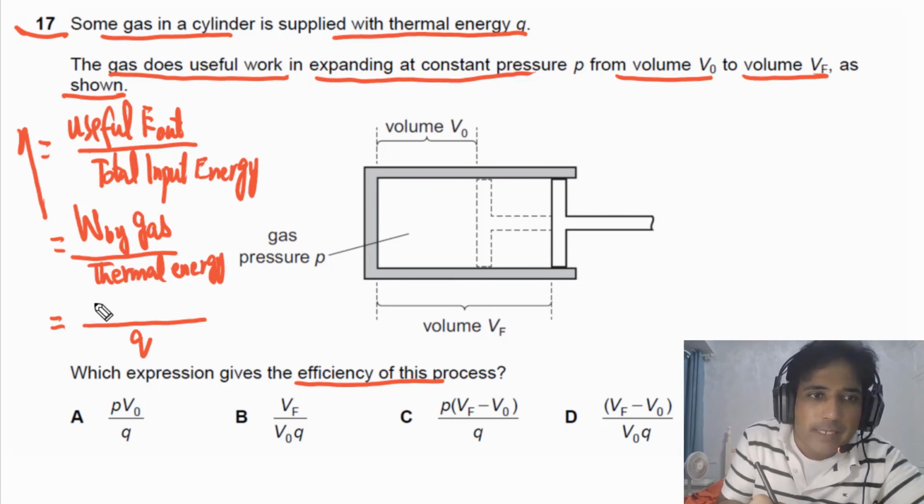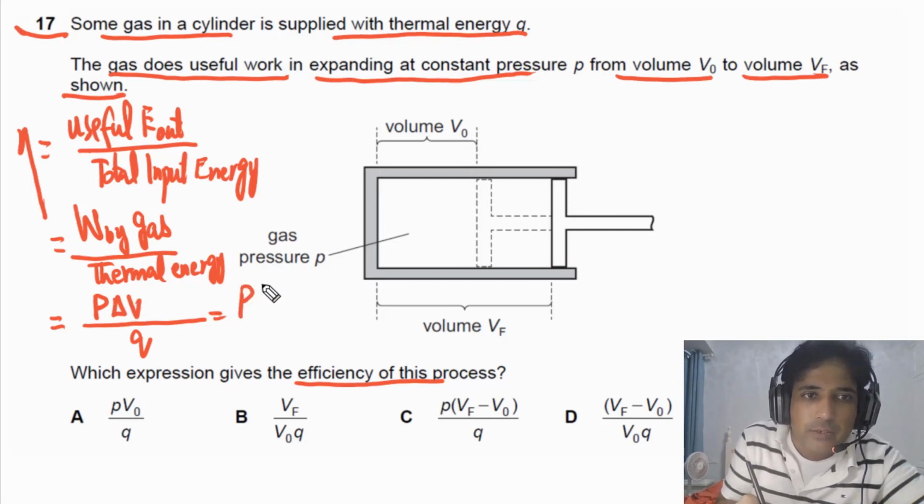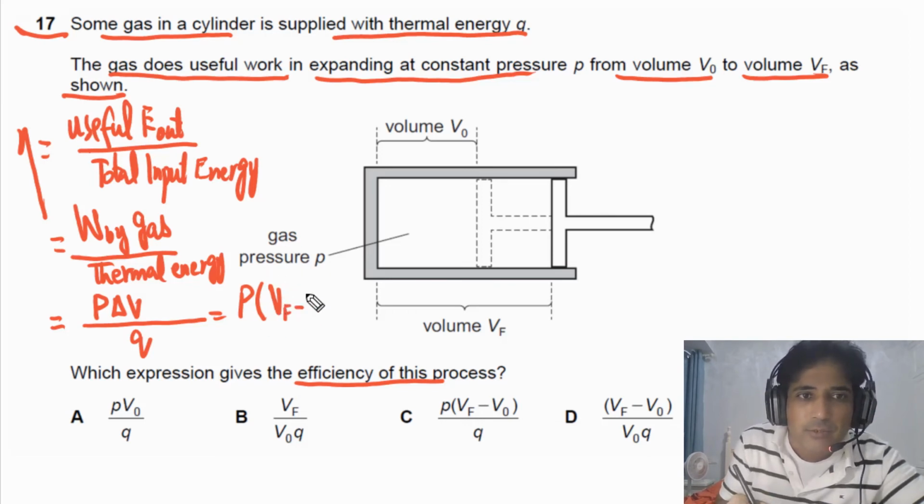Work done by gas is equal to P times delta V. So we can write P times V final minus V initial, this is the change in volume. Gas is expanding, so V final is greater. V final minus V initial divided by the energy supplied, meaning thermal energy.